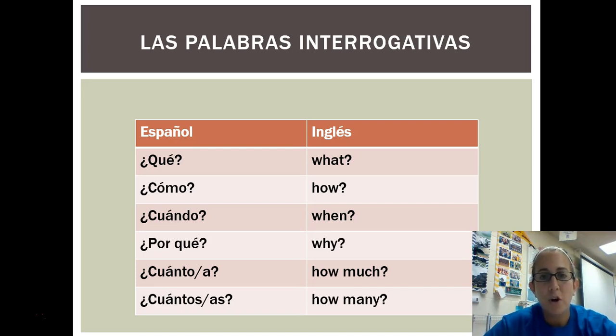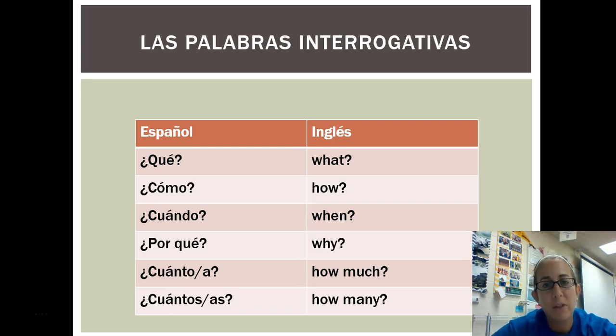First of all, we have to know what our question words are in Spanish, and that's just simply vocabulary. So, ¿qué in Español means what in English. ¿Cómo means how. ¿Cuándo? When. ¿Por qué? Why. ¿Cuánto or cuánta means how much. ¿Cuántos? ¿Cuántas? Means how many.